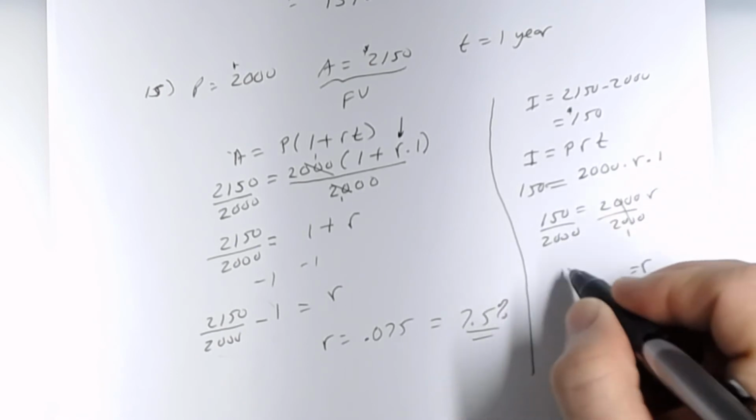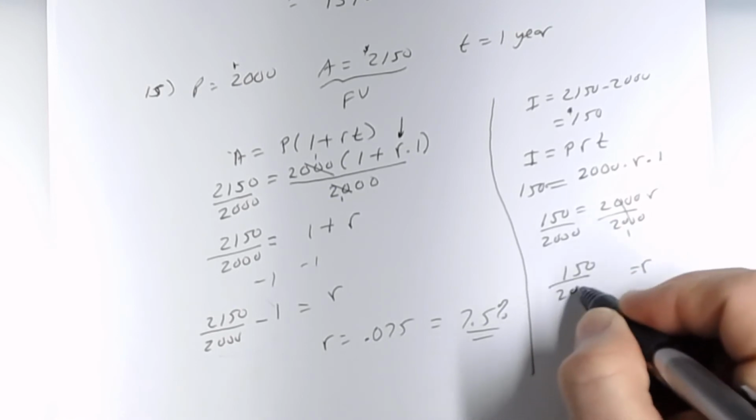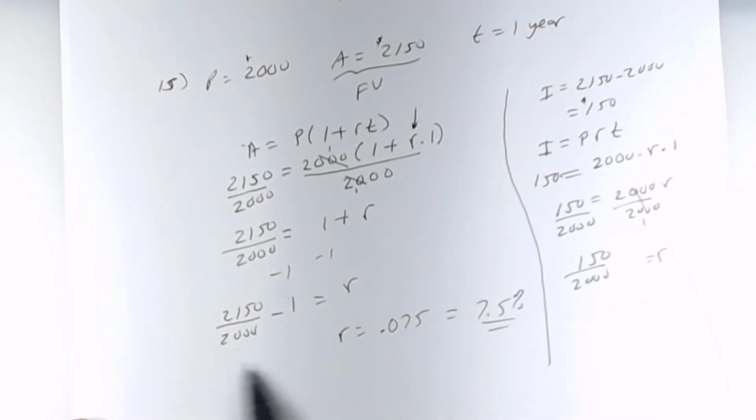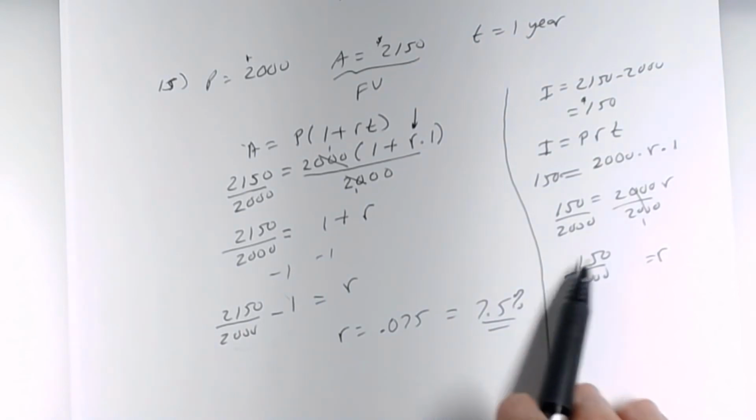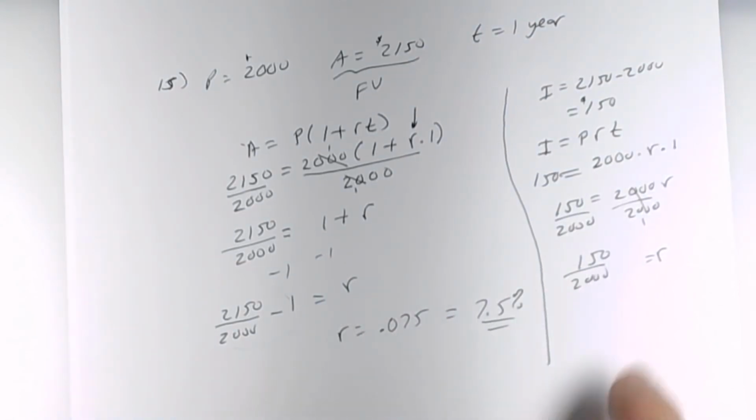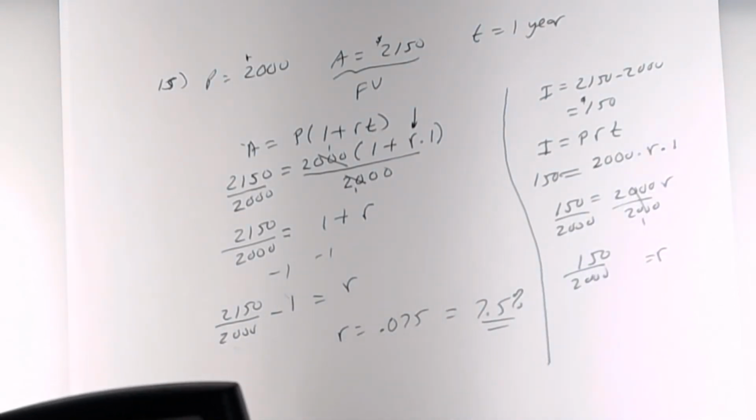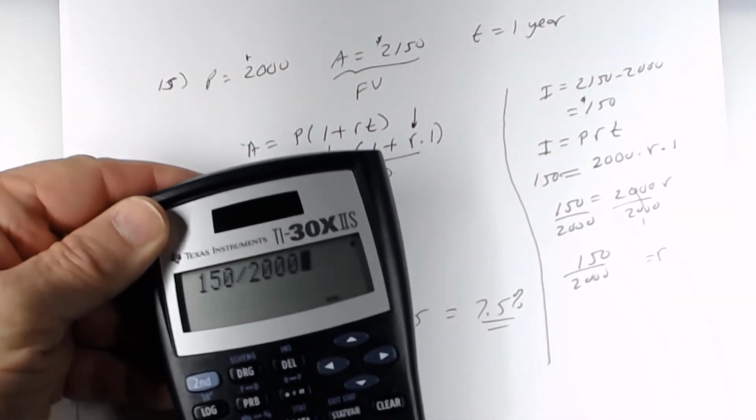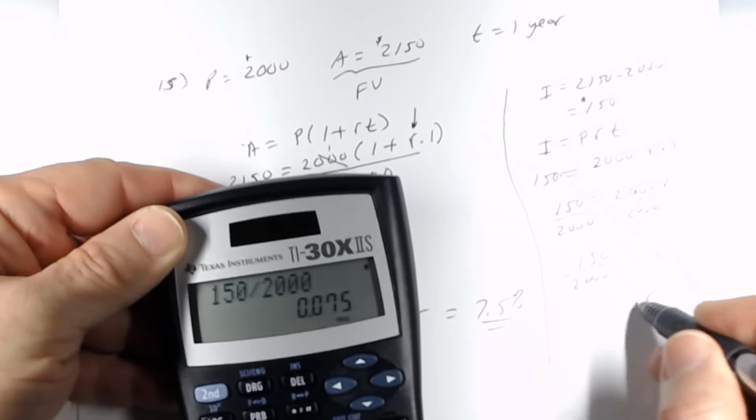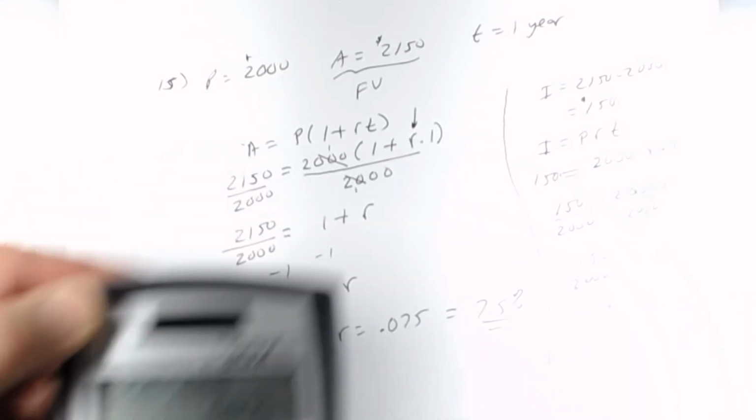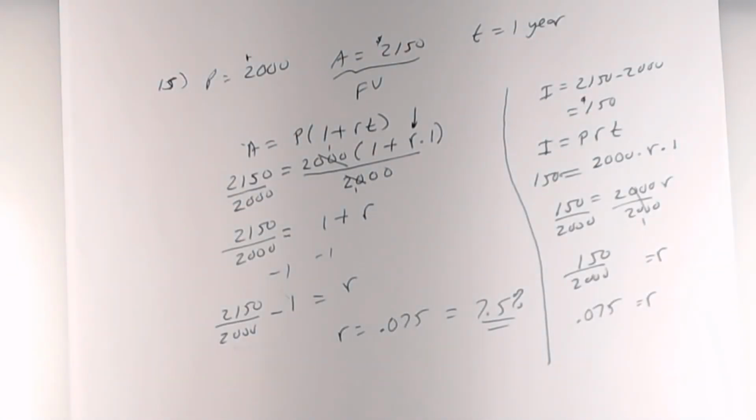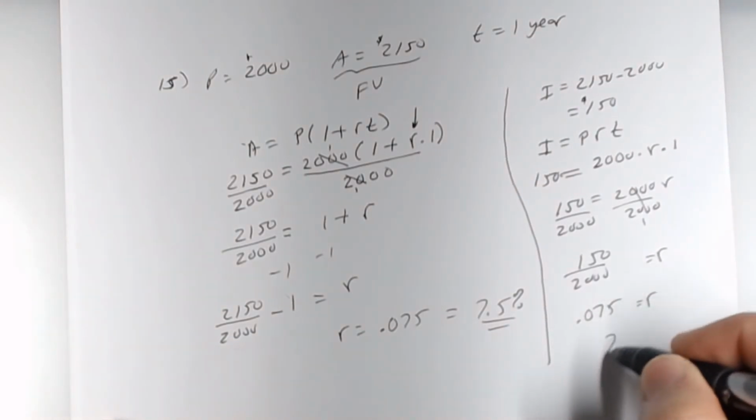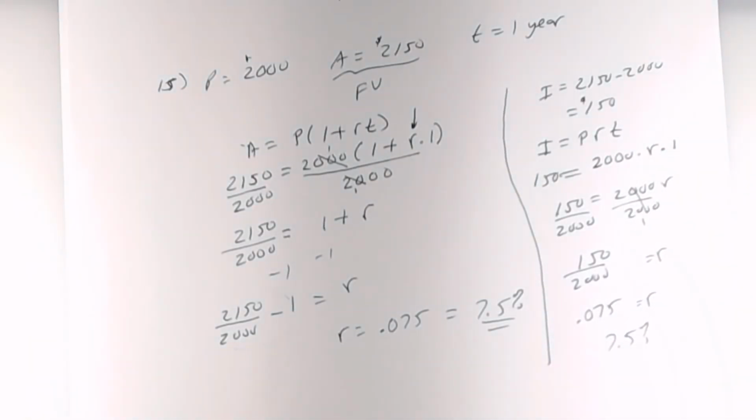So R equals 150 divided by 2,000. Kind of looks different than this, right? Do this, but it's actually the same thing, by the way. So 150 divided by 2,000, what'd you get? 0.075, which is what percent? 7.5%. Okay?